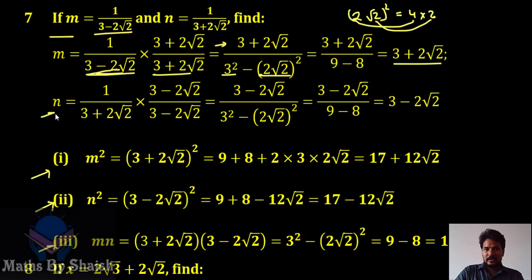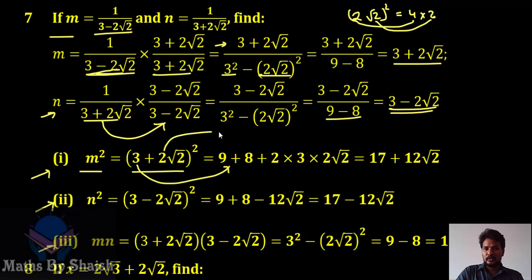And similarly for n, 1 over 3 plus 2 root 2, in this case the rationalizing factor is 3 minus 2 root 2. We solve it, we get 9 minus 8 in the denominator, and in the numerator 3 minus 2 root 2, which will give us only 3 minus 2 root 2. Then it would be easier to calculate m square. 3 plus 2 root 2 whole square by the a plus b whole square identity. 3 square is 9, 2 root 2 square is 8, and 2 times 3 into 2 root 2, 9 plus 8 is 17, and 2 3s are 6, 2 6s are 12, so 12 root 2.